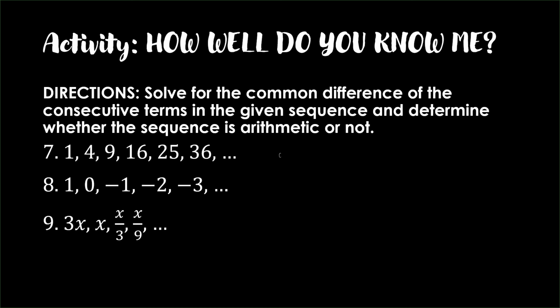Number 9, we have 3x, x, x over 3, x over 9, and so on. Is this an arithmetic sequence? If yes, then what is the common difference? Last number, we have 1/2, 1/3, 1/4, 1/5, and so on. Is this an arithmetic sequence? If yes, then what is the common difference?